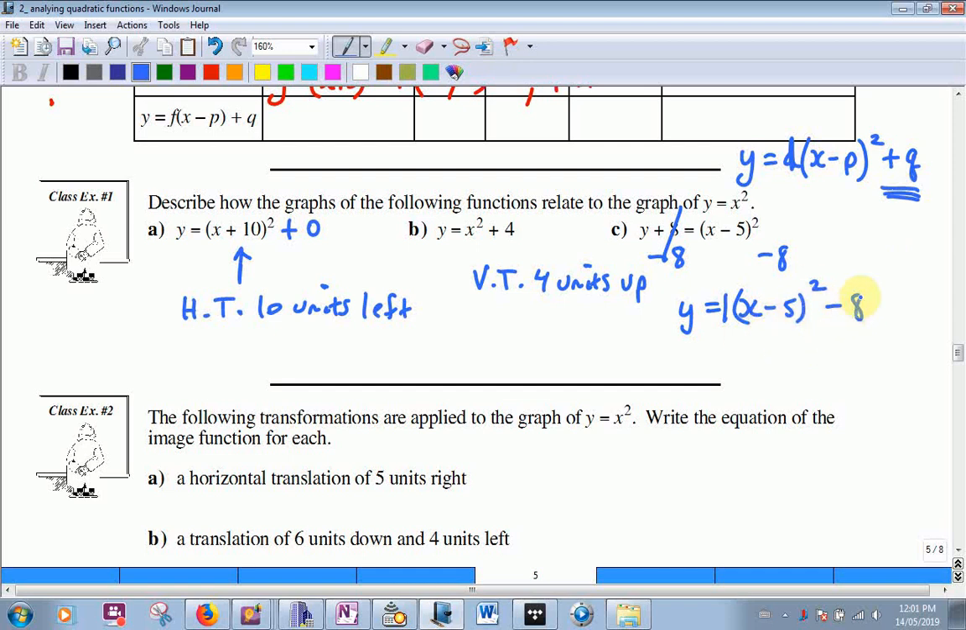So, do the easy one first. Minus 8, that's a vertical translation, 8 units down. And what does this 5 do? Horizontal, which way? Right, because it's a minus. Okay?